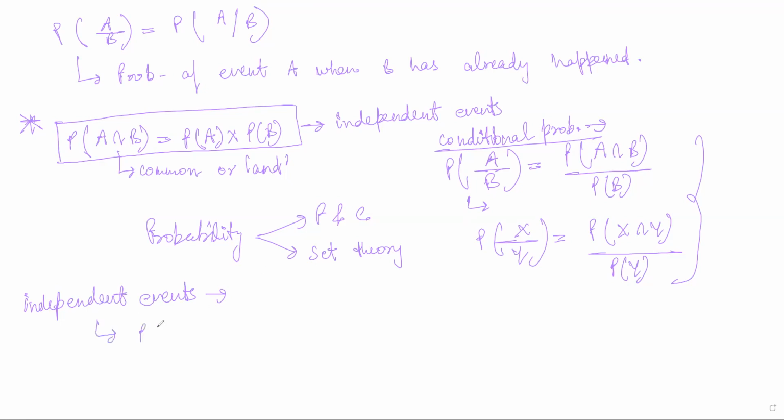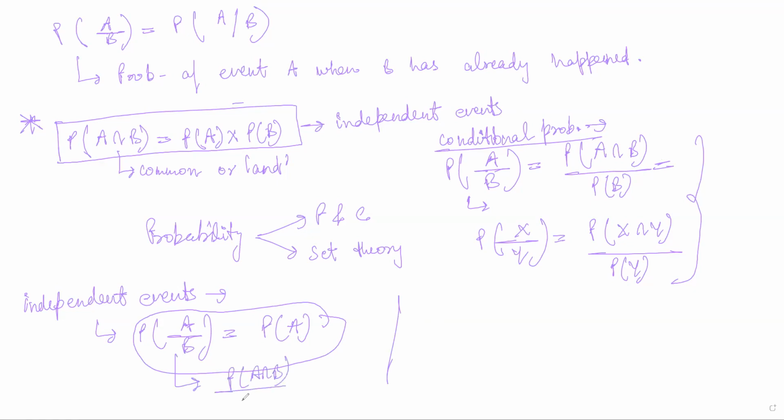So it means that probability of A by B can be written as probability of A. If this is happening, in that case, the events are independent, because B has no effect on it. Probability of A when B has happened or probability of A independently is equal. If you apply this formula and the events are independent, this should be defined as probability of A intersection B divided by probability of B. Just a minute, guys.